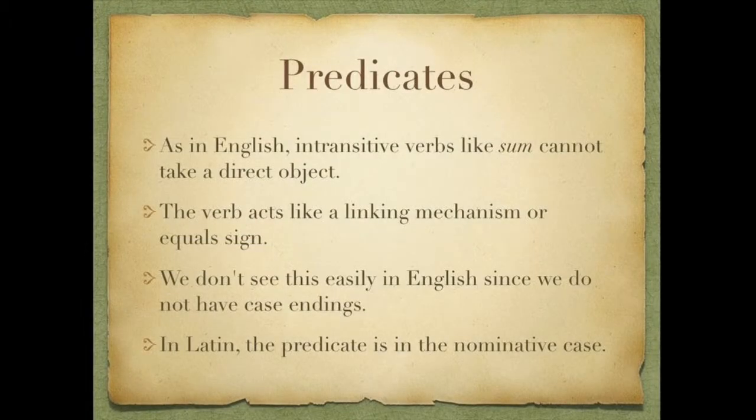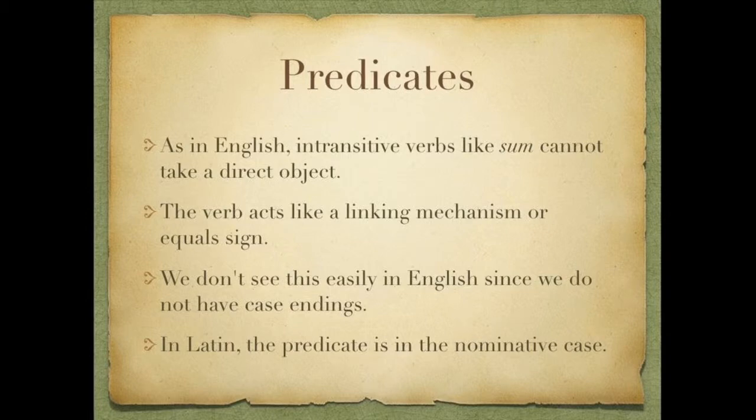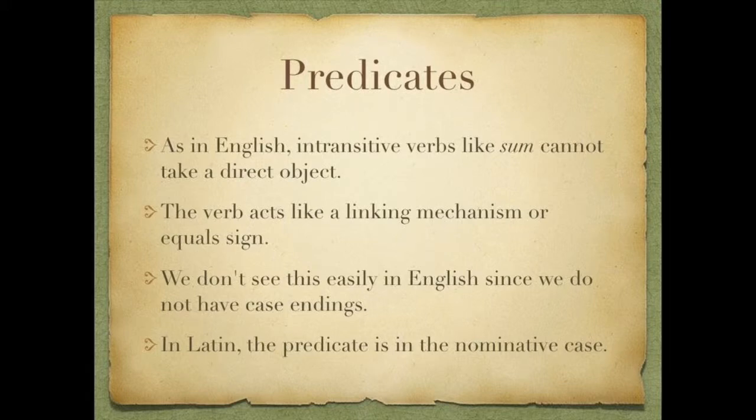Something to keep in mind about the verb to be, it's actually an intransitive verb, and it cannot take a direct object. It's the same in English, we just don't see it because we lack case endings in English. The verb to be acts like a linking verb or a linking mechanism. Think of it as an equal sign.